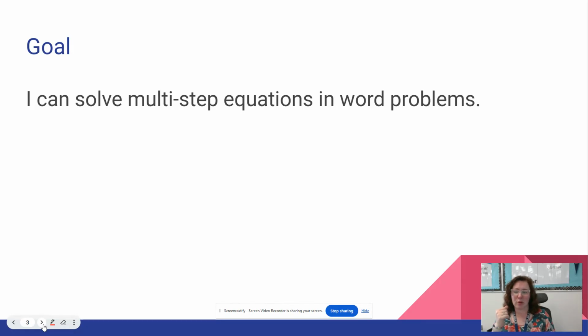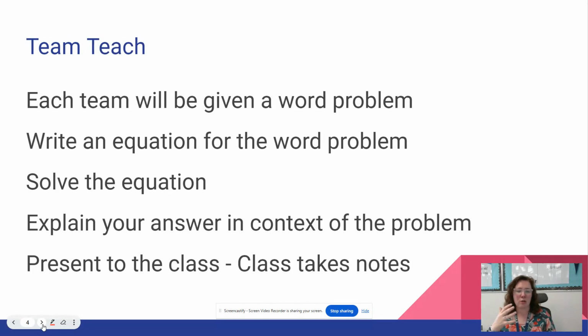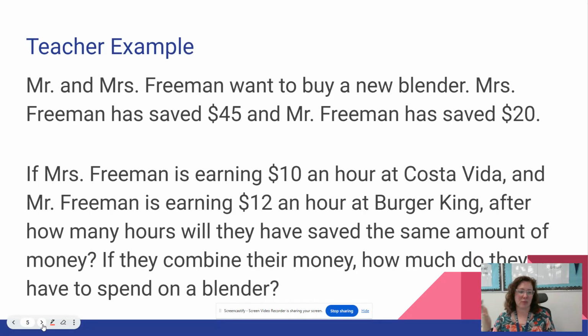Goal: solving multi-step equations in word problems. So what we're doing is you're going to have a question that with your team you figure out, and then you present it to the class. So here's the example I gave the class. Mr. and Mrs. Freeman want to buy a new blender. Mrs. Freeman has saved $45 and Mr. Freeman has saved $20. If Mrs. Freeman is earning $10 an hour at Costa Vida and Mr. Freeman is earning $12 an hour at Burger King, after how many hours will they have saved the same amount of money?